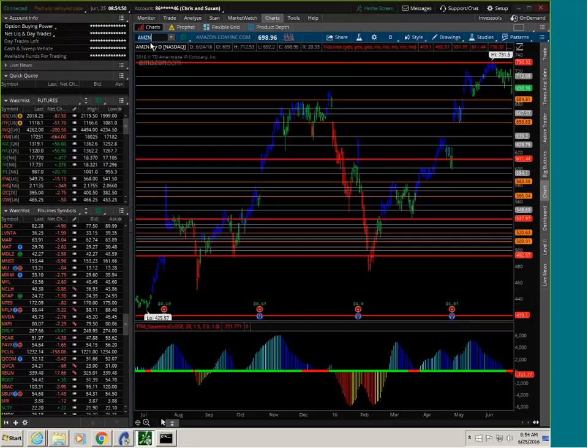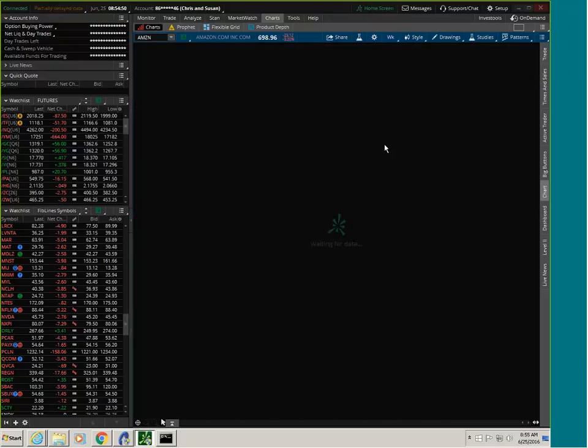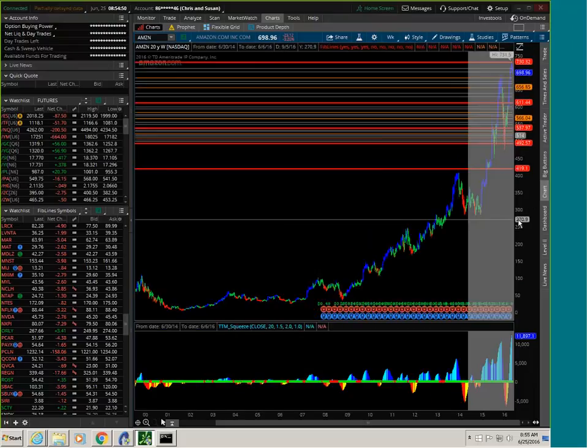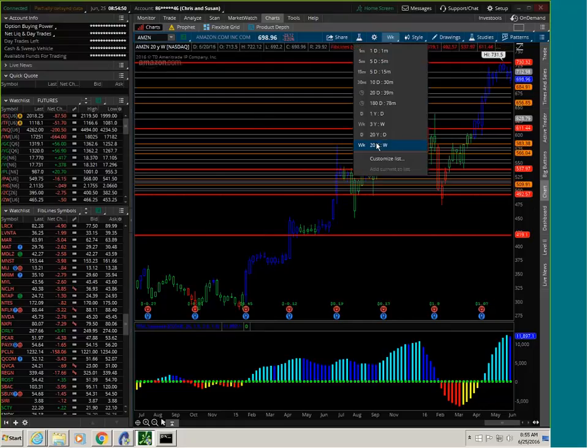The last one was Amazon. Amazon's really been one of the great success stories of the stock market and business in general. And this is a good illustration of how FibLines work. So let's just zoom back a little bit. And you can see that I interpreted the initial wave one as this move here. Kind of difficult to see on the weekly. Let's go to the daily.